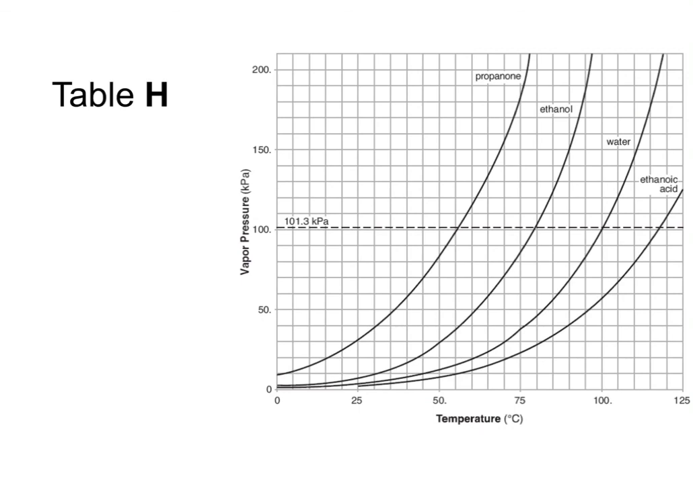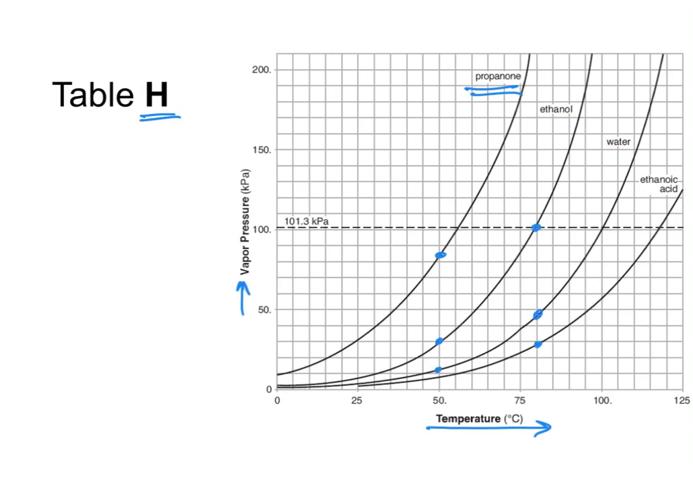Table H in the set of reference tables shows the change in vapor pressure of four substances as the temperature is increasing. You can see that all substances show an increase in vapor pressure as the temperature goes up. No surprises here. Yet, on top of that observation, we can say that these four substances vary in the amount of vapor pressure they produce. Propanol has a higher amount of vapor pressure than ethanol, water, or ethanoic acid at any temperature.